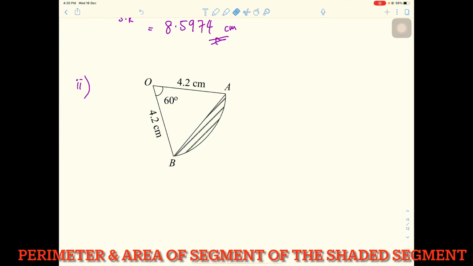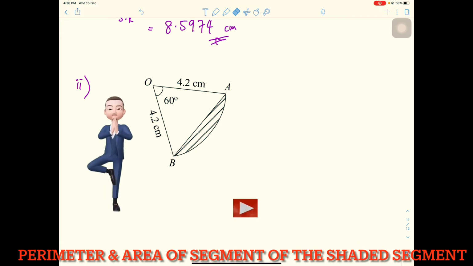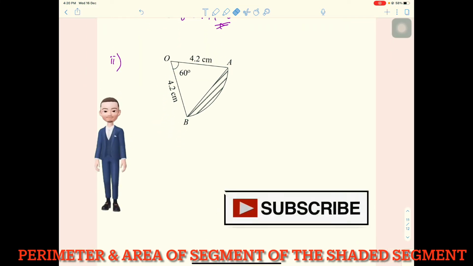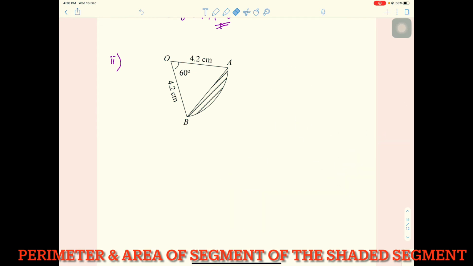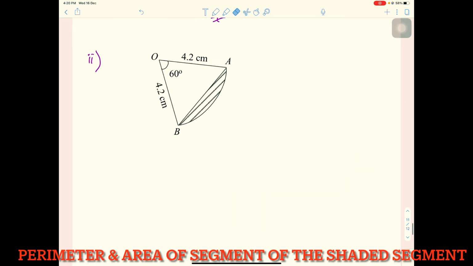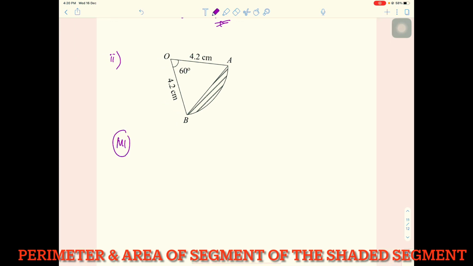Okay, so what do we do? There are two methods we can use. The first method is the one by one. Using one by one, how do we find it? Method one: this is the area of the sector.